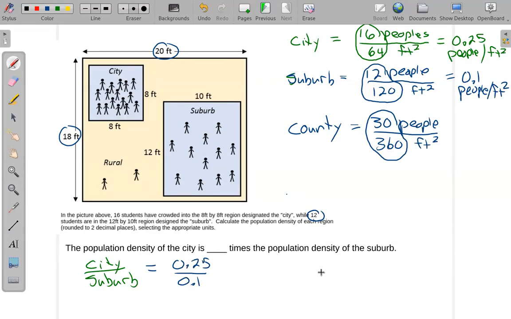So here I can see the population density of the city is 2.5 times the population density of the suburb. Does that seem reasonable, right? These people are pretty crammed in there, right? So it's more dense. How much more dense? 2.5 times the density of the suburb.